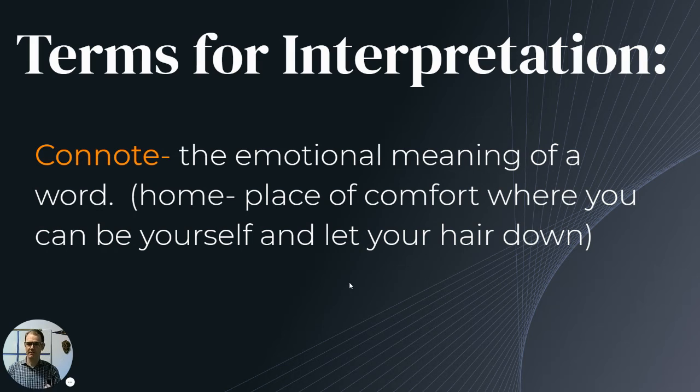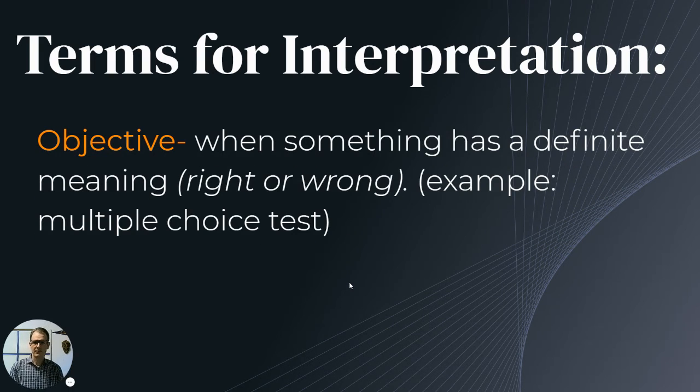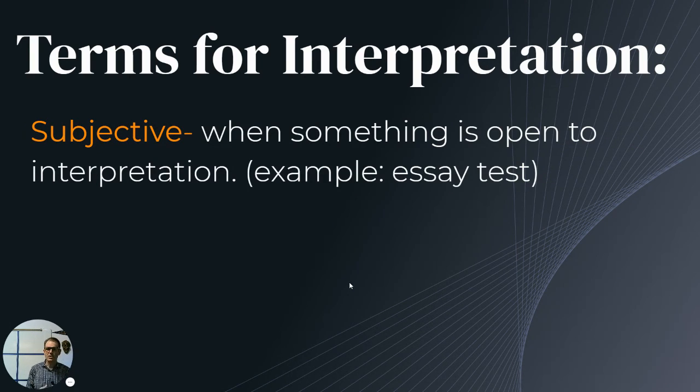Connotation is that figurative meaning, the emotional meaning of a word. Home, it's a place of comfort where you can be yourself and let your hair down. Maybe for somebody it's not, right? Maybe home has a different emotional meaning. But words have definitions and then they have feelings. Then we have objective, and we've talked about this. You have objective tests, right? These are when something has a definite meaning, a right or wrong. So there's multiple choice tests, right? But subjective is where something is open to interpretation. Okay, it's like an essay test, right? It takes a little more.